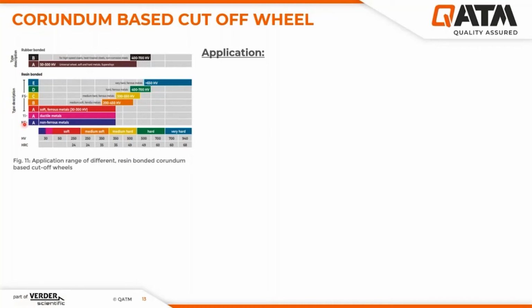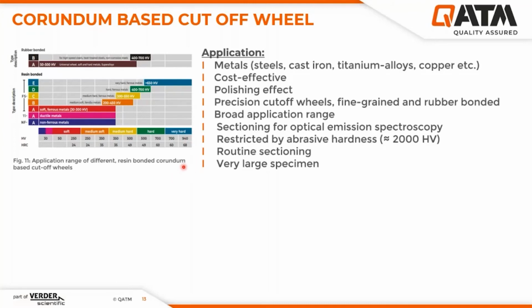As you see here, corundum-bounded cutoff wheels can be applied on very different materials with hardnesses ranging from 30 to more than 650 HV, or up to 900 in many cases. Usually, corundum-based cutoff wheels are used to cut metals, often steels, cast irons, titanium alloys, copper, and so on. The solution in general is quite cost effective because we don't need a steel substrate, we don't have a very expensive abrasive. Also, we observe a polishing effect, especially with rubber-bounded corundum cutoff wheels because they have smaller abrasives present in them.